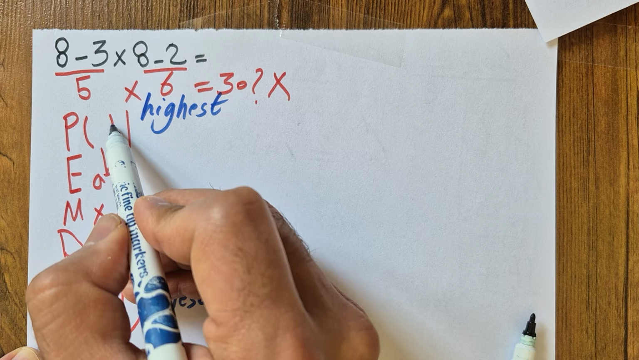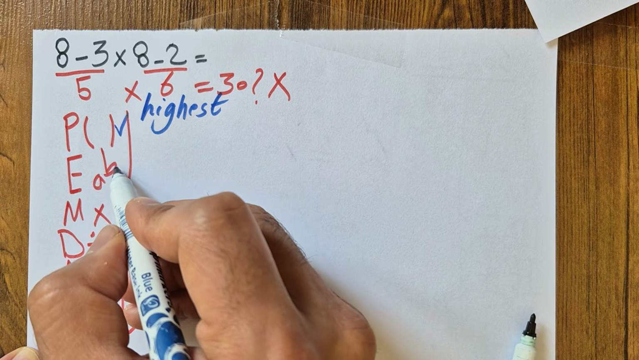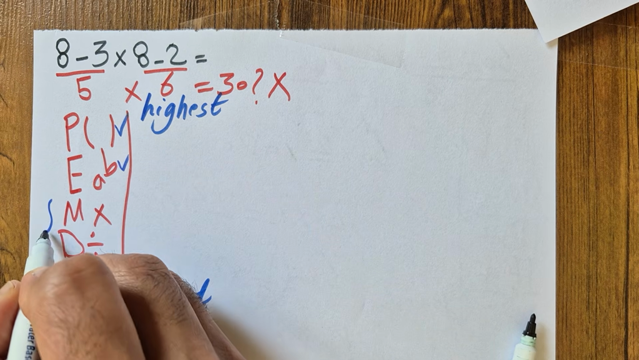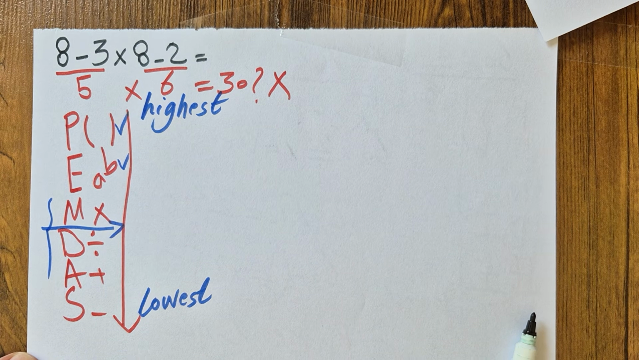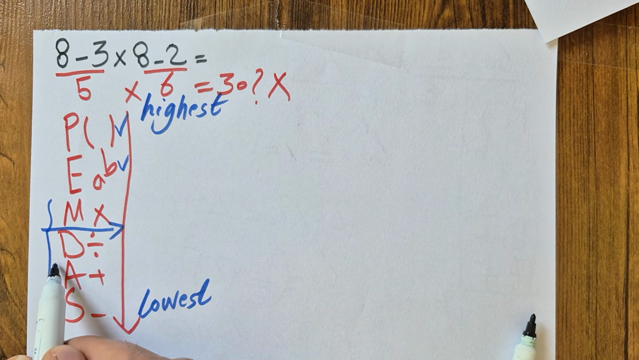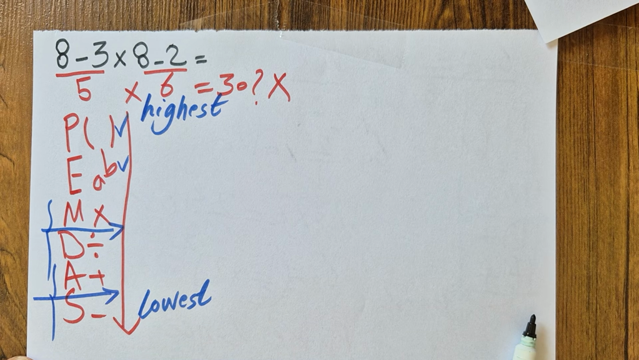PEMDAS means that you must go for parentheses at first, then go for exponents, then go for multiplication and division from left to right. They have the same priority. Then go for addition and subtraction.